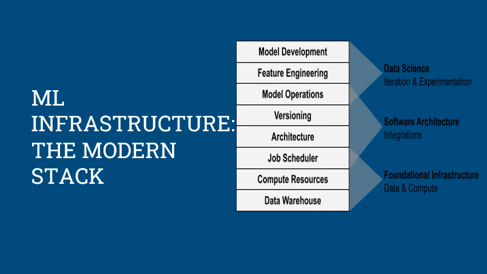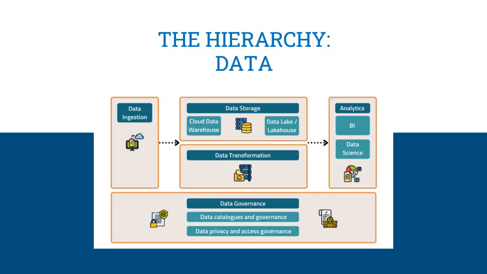So we're going to be diving deep into ML infrastructure, that is, a modern stack. Firstly, we're going to be studying the foundational infrastructure that consists of data and compute, and then we move on to the software architecture, which contains integration of both data and compute from the previous layer, and finally the data science layer, which consists of iteration. We'll talk about the first layer in the hierarchy, that is the data. In this layer, it starts from data ingestion. We collect the data, then store the data, and then transform it to other forms. This stage includes data from cloud-based data warehouses and AWS portfolios, and also from Redshift or Aurora as well.